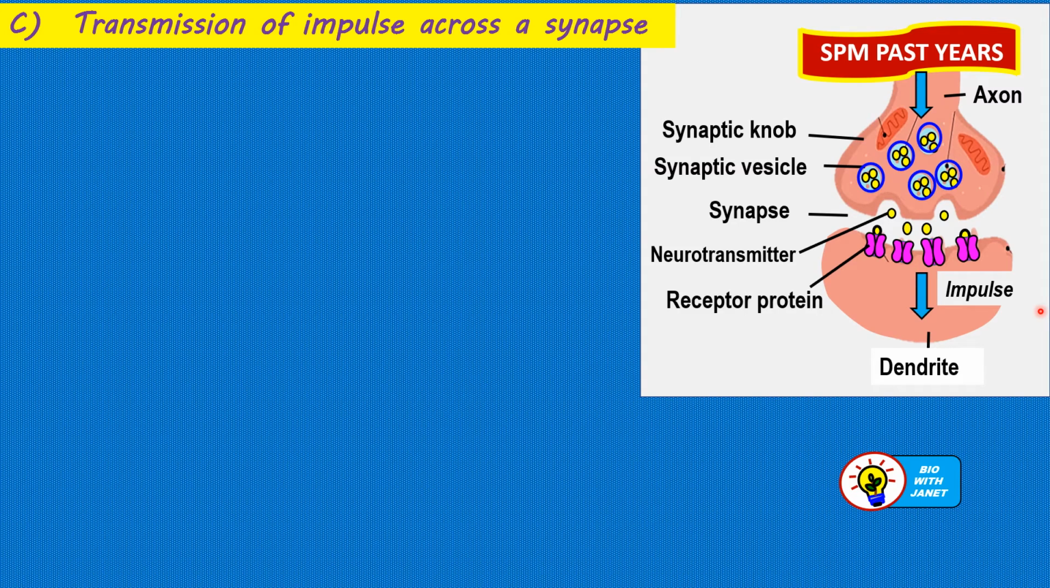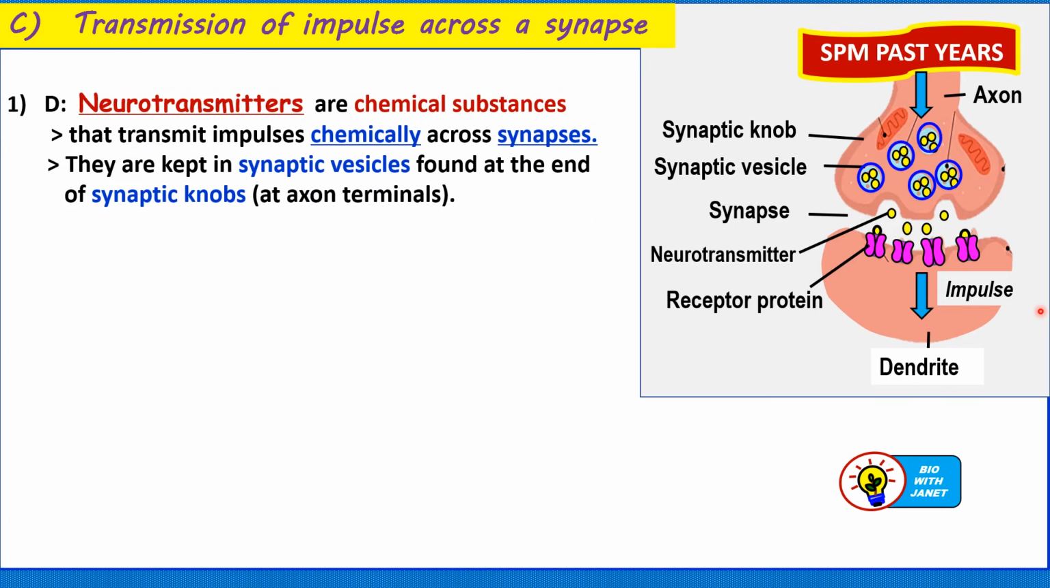Now let's discuss the transmission of impulses across a synapse. This diagram will be explained in the next slide in more detail. Don't worry about that. But first, let's look at the meaning of the word neurotransmitters. It comes from the words neuron and transmit, meaning to carry something, in this instance, to carry the impulse. So neurotransmitters are the chemical substances that help to transmit impulses chemically across synapses, or the gaps between the neurons.